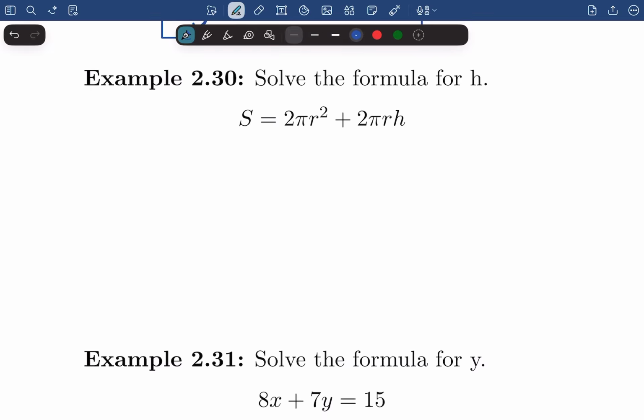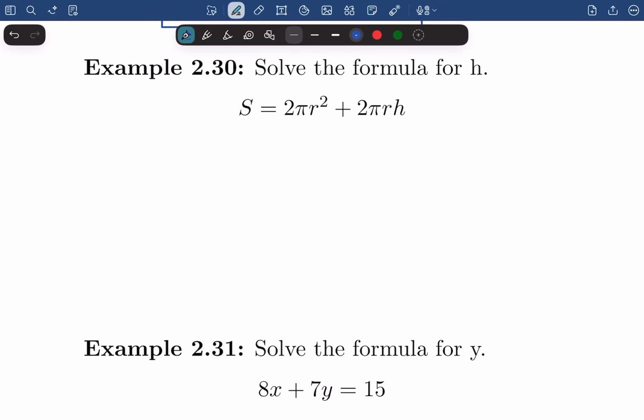Next, example 2.30. Solve the formula that you see for h. This is a surface area formula. It's currently solved for s. We want to solve it for h. Well, any terms that don't have h in them, we can move to the other side of the equal sign. For example, this term right here does not have h in it, so I'm going to subtract it from the right-hand side to the left-hand side of the equation. Let's do it.